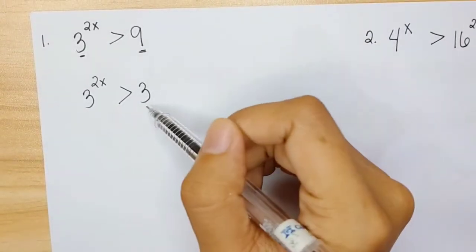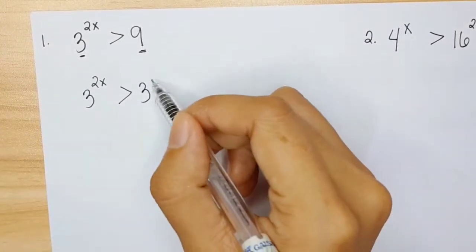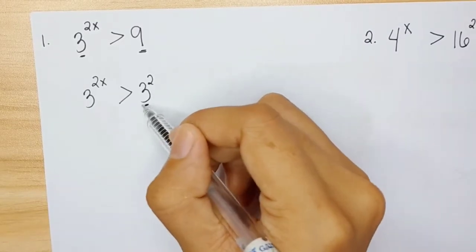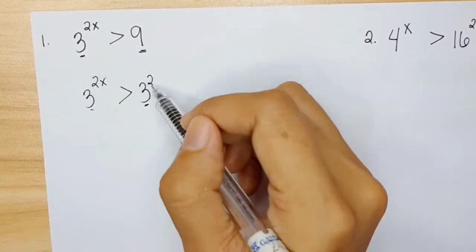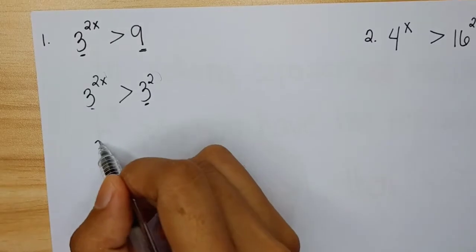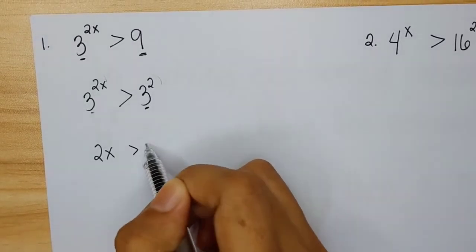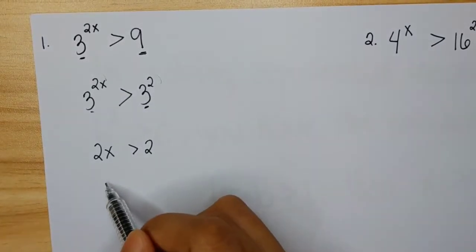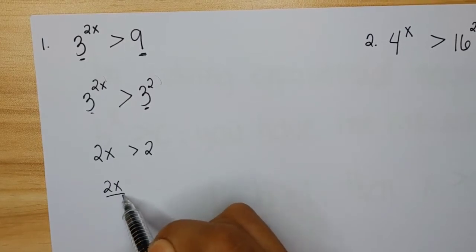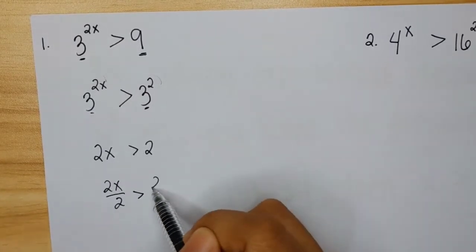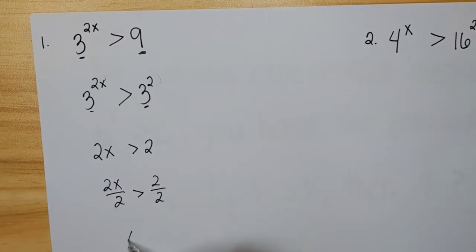Okay, ano dapat yung exponent ng 3 para magiging 9? That will be 2. So, since the same na sila ng base, pwede natin ibaba itong exponent. So, that will be 2x is greater than 2. That will be divided by 2. That is 2x divided by 2, greater than 2 divided by 2. This is x is greater than 1.